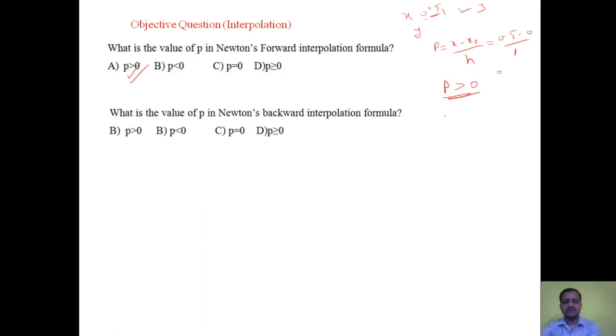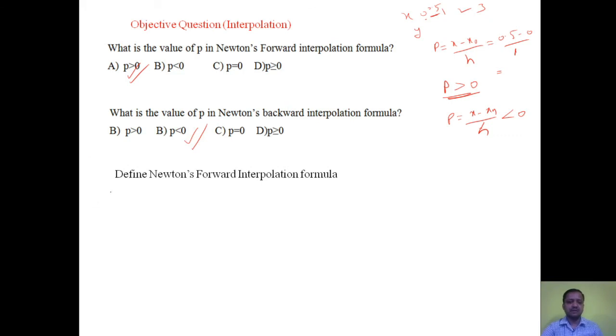In the backward difference formula, what is p? It is x minus xn by h. So xn is the last point, and you are going to find the value inside the range. So always you will get a negative value. So p is always negative in the backward difference interpolation formula.